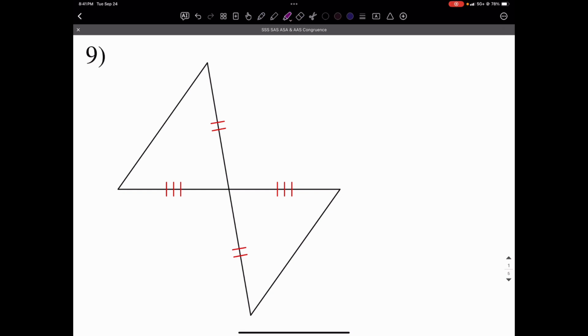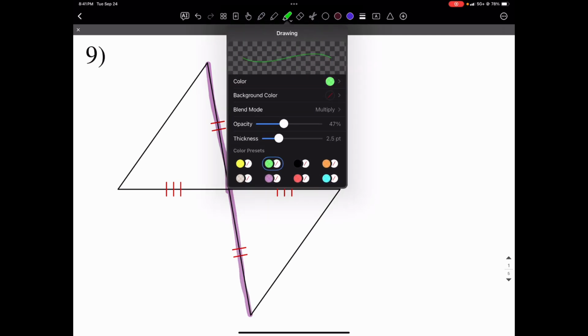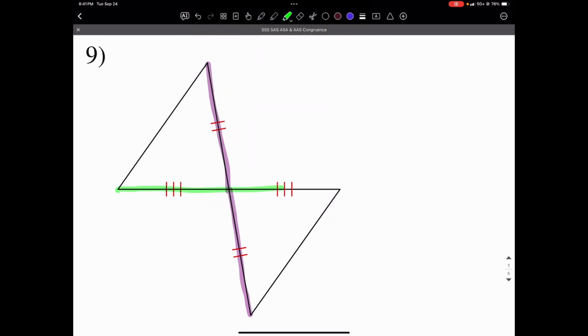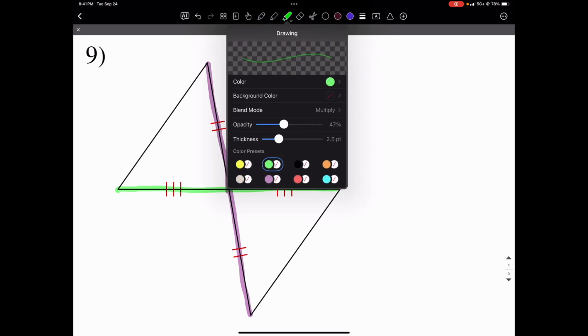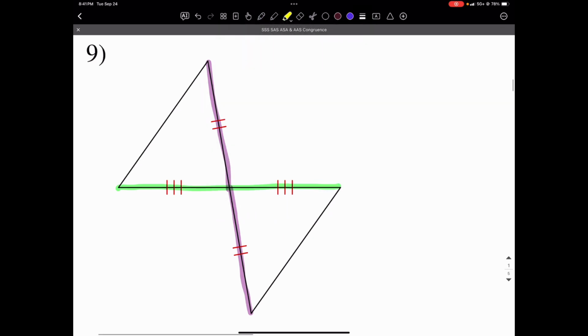All right, so for number 9, notice what you have. You have a side and a side. You have another side and another side. And then that thing that's hidden in plain sight, which is the two angles that are vertical angles. So this angle and this angle would be congruent because they're vertical angles.